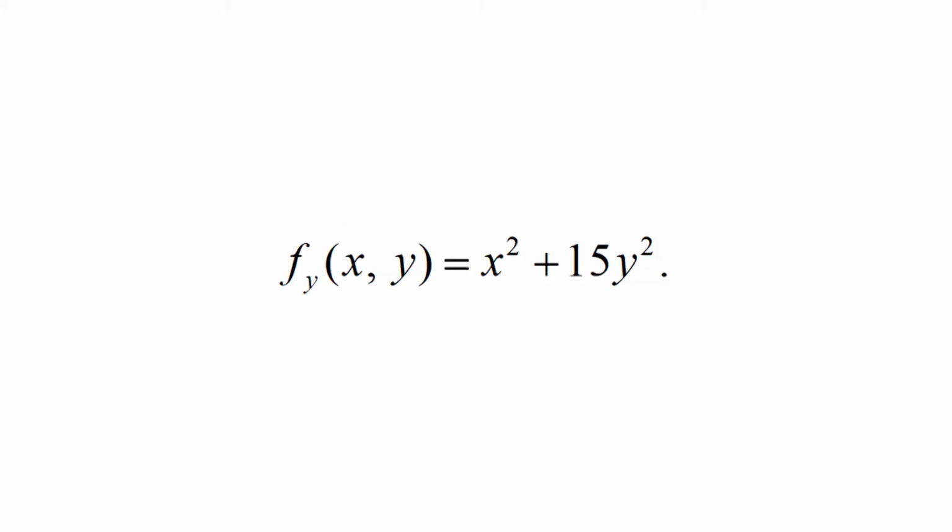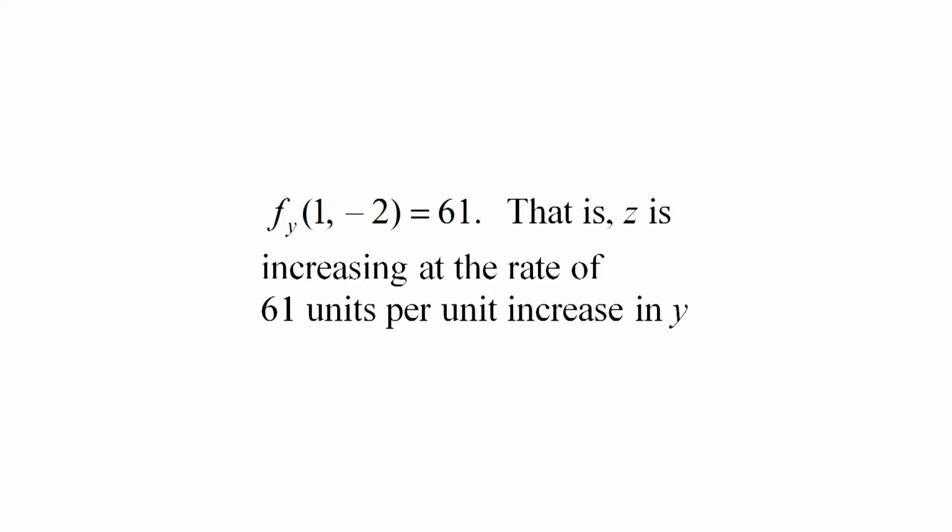Also, we find that f_y(x, y) = x^2 + 15y^2. Thus, the slope of the surface z = f(x, y) in the y direction at the point (1, -2) is f_y(1, -2), which is equal to 61. That is, z is increasing at the rate of 61 units per unit increase in y.